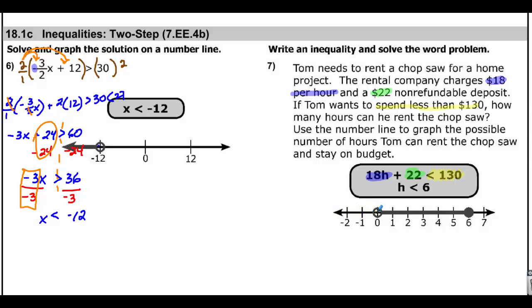You also wouldn't rent for 0 hours. Tom's not going to walk in and go, hey, here's a $22 deposit. I guess I won't rent the saw. So 0 is not going to be included. So it's anything from 6, and it could be 6, all the way down to anything bigger than 0. So it's those two in between.